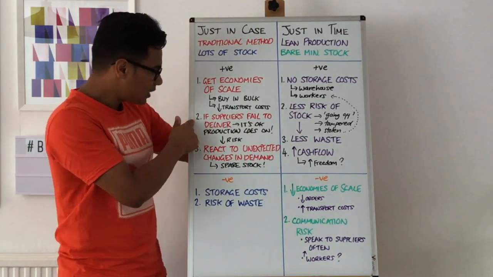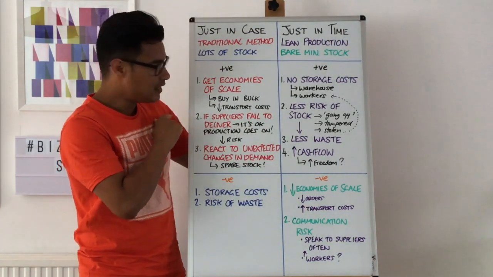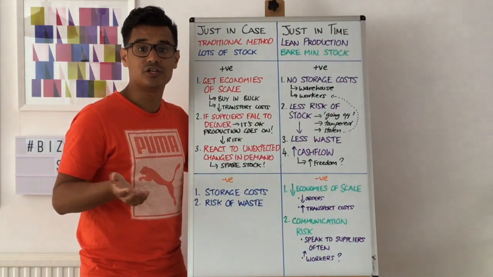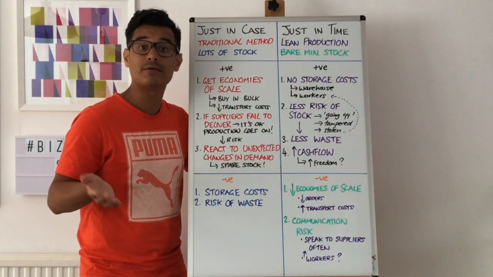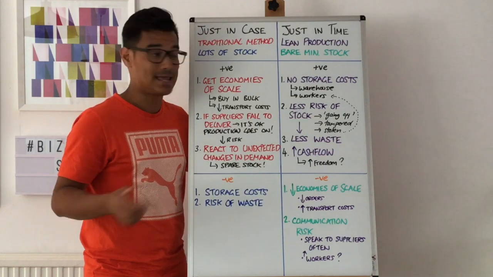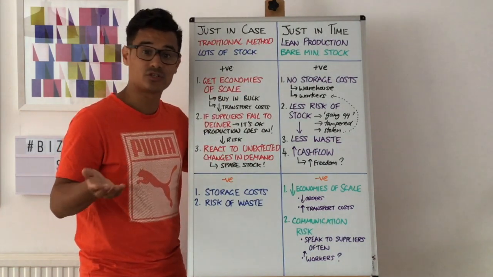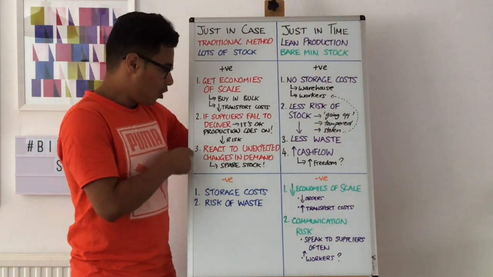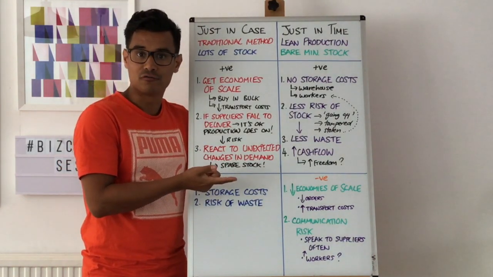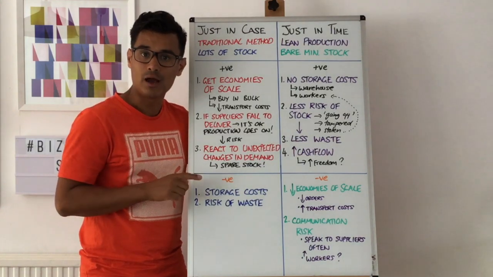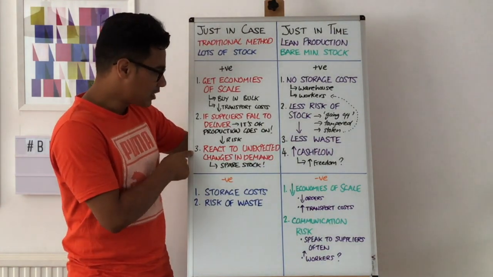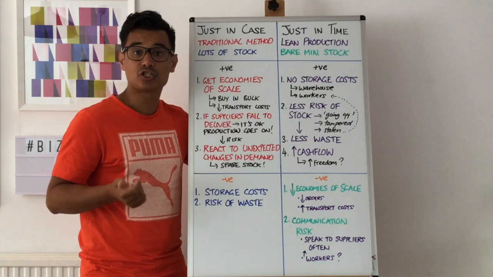Number two is that with just in case, if the suppliers fail to deliver to you, it's no biggie. You can still keep your production going that day, as opposed to just in time where it is not possible. So there's less risk to your suppliers. Obviously, if it happened over and over and over again, then a problem starts, but you can get away with it a few times.